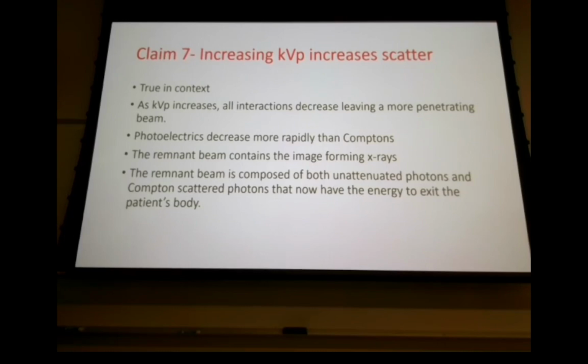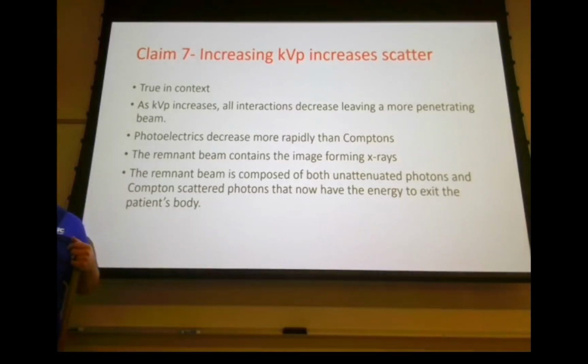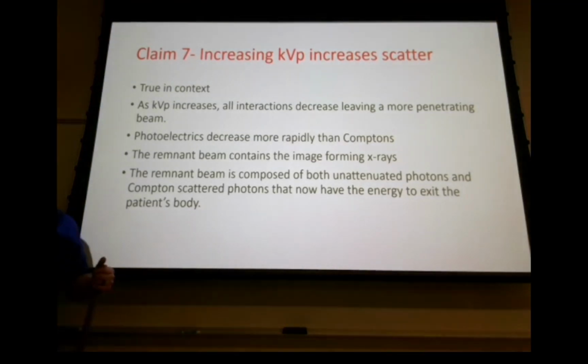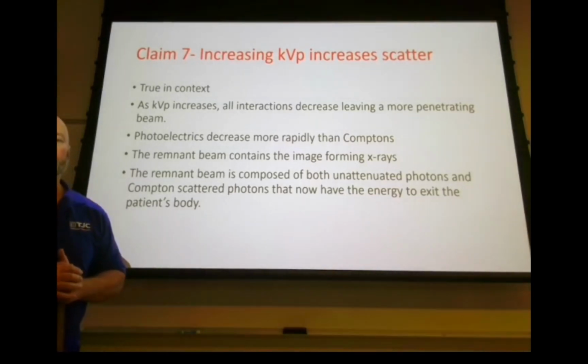No. Not as long as you understand the whole concept. You don't really increase the amount of scatter you create, you increase the amount of scatter in the remnant beam. Those image forming x-rays, you're going to have a lot of scatter with increased kVp. So how would you look for that on a test?